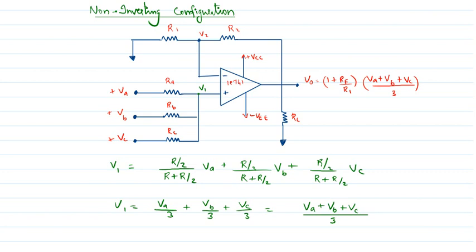So this is the equation for V1 here, which I get by applying the superposition theorem with the resistances RA, RB, RC equal to R. These are the conditions applied here, and we found the value for V1.